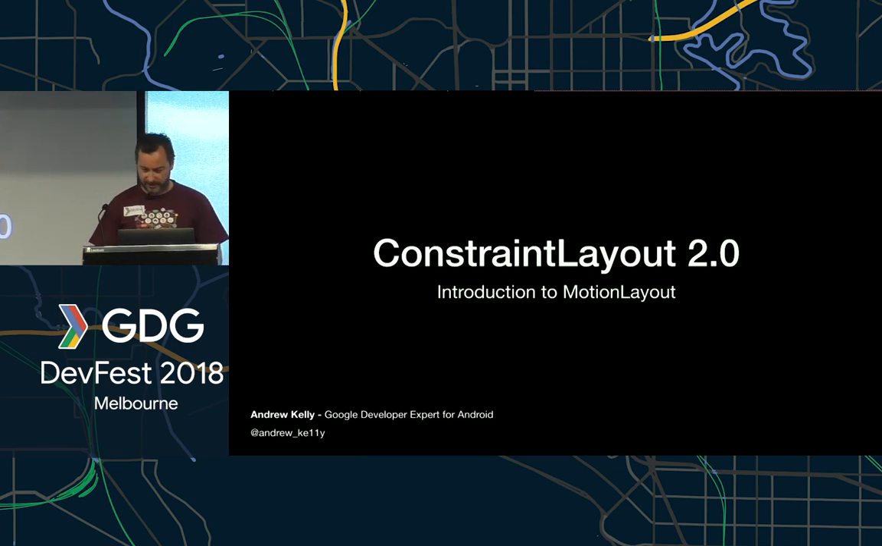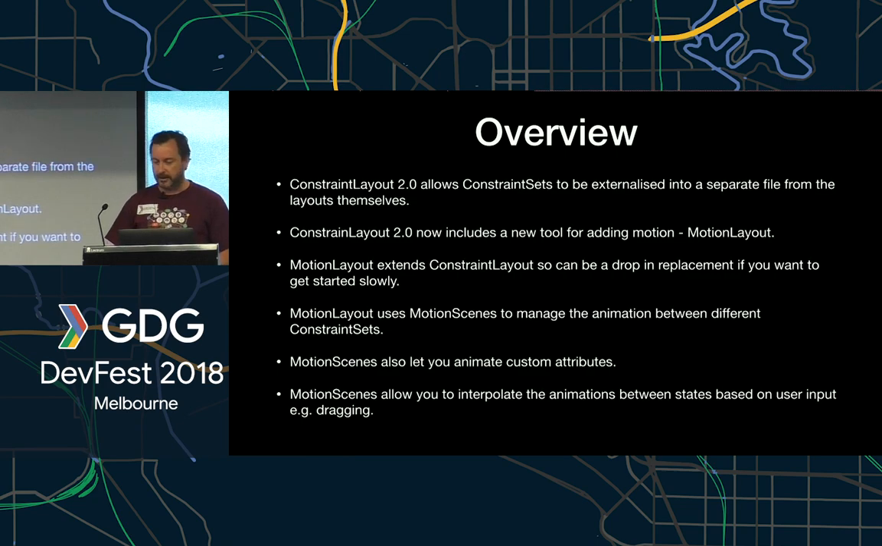So Constraint Layout 2.0. So Constraint Layout, you may have already been using it in your Android apps at the moment. It's been out for a while, but 2.0 was released or announced at Google I/O this year to great fanfare from some of us who've been hearing about it behind the scenes before it was actually released to the public. One of the cool things about Constraint Layout 2.0 is it allows your constraint sets to be defined externally from your constraint layouts.